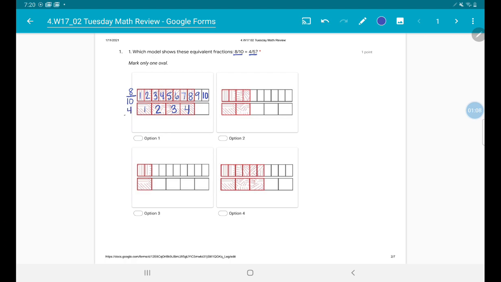My numerator or top number is 4. And there are 5 pieces in the whole. So that shows 8/10 and 4/5, and we can see that they are equal or equivalent. Option 1 is your correct answer.